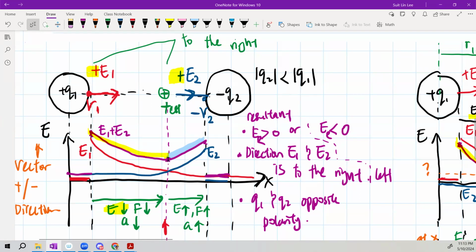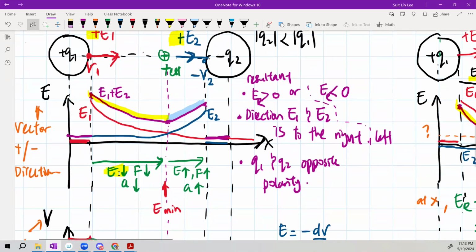This one, the turning point will be somewhere here. Normally it is where they intersect. Okay. You can use this graph to describe the electric field. For example, the E decreases from here to here, force decreases, acceleration decreases. At this point, the force is minimum, the electric field is minimum. Then it will increase in the same direction because E is always positive.